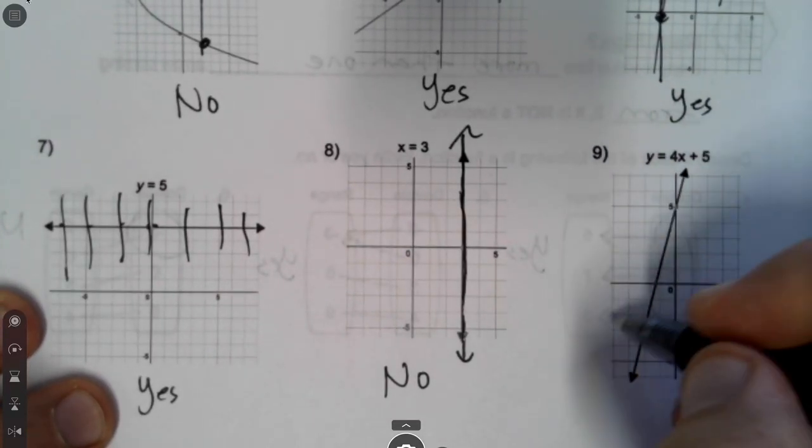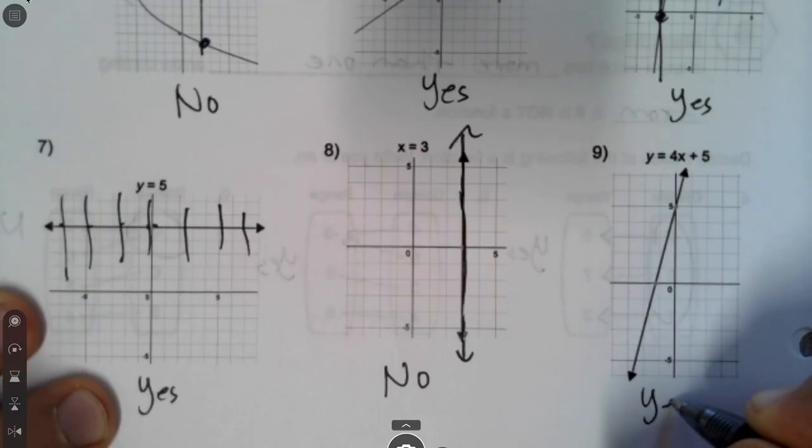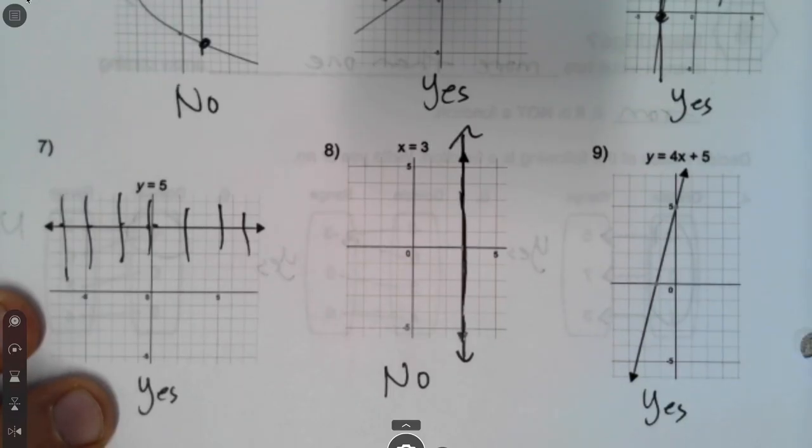So given that, you should know 9, yep, that is a function. It's a straight line, and it's not vertical, so it would pass the vertical line test. It is a function.